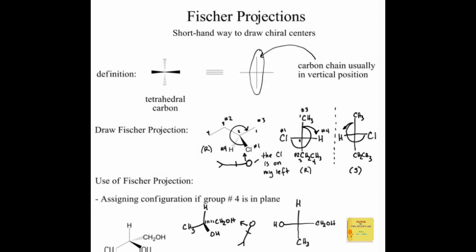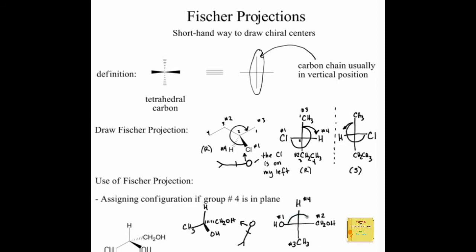And now what's nice about a Fischer projection is by definition every group is either a dash or a wedge. So it's always a simple exercise to assign the configuration. So now all we do is we assign our priorities. Oxygen's number 1, hydrogen's number 4. And for these two carbons, since this one has an oxygen attached, he's a higher priority than the methyl. So we rank our groups 1, 2, 3, 4.